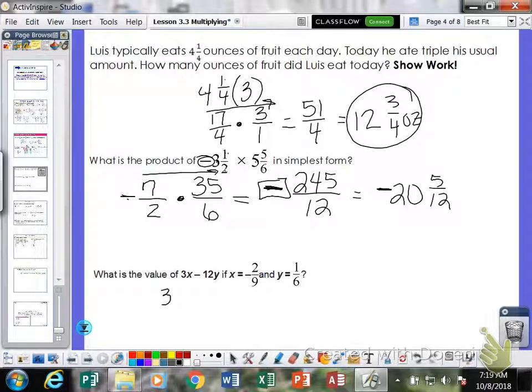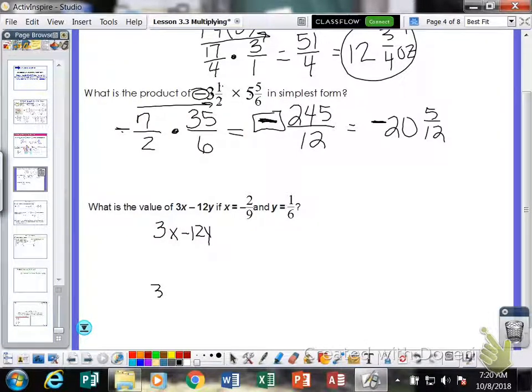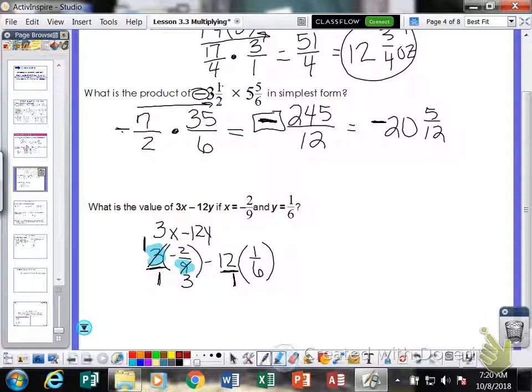Evaluate again. 3x minus 12y. So 3 times negative 2 over 9 minus 12 times 1 over 6. Now what I can do here is make 3 over 1 a fraction and 12 over 1 a fraction. Now what's nice here, multiplying, so I see this 3 in the numerator, 9 in the denominator. 3 goes into 3 once, 3 goes into 9 3 times.